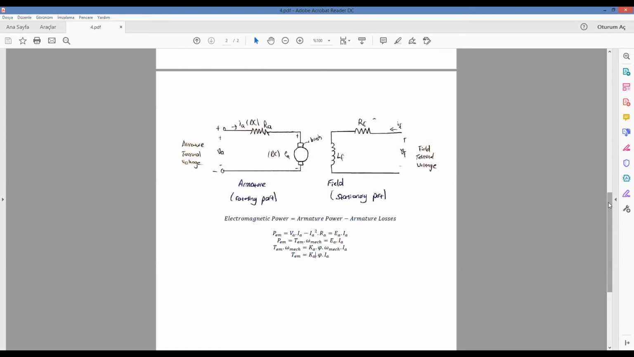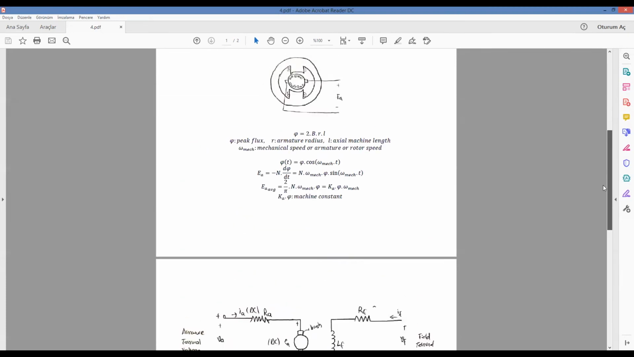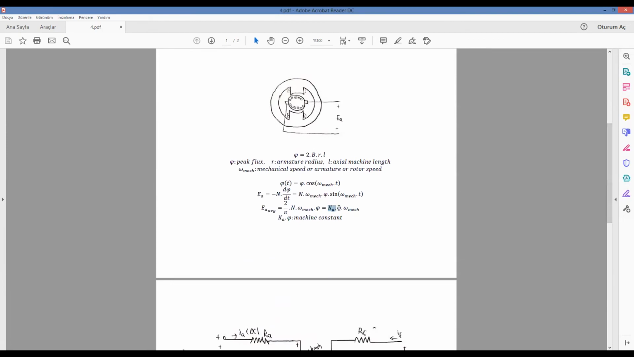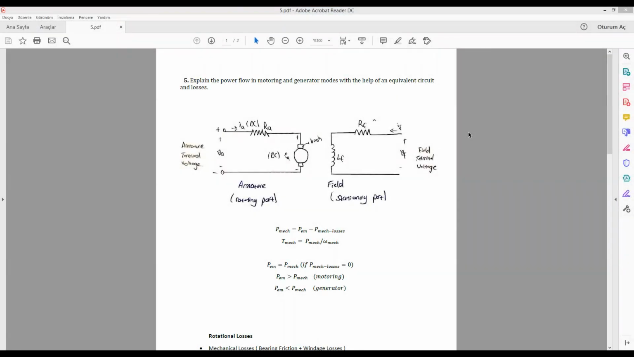In conclusion, EA times IA indicates the electromagnetically generated power that is delivered to the mechanical system. Of course, as a result of this, induced voltage and torque both depend on the machine constant, Ka times flux.